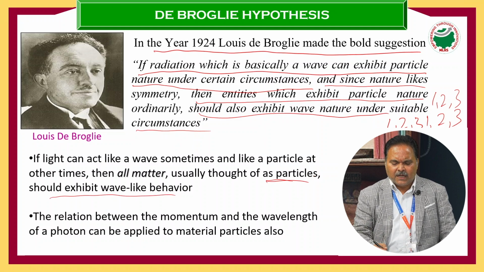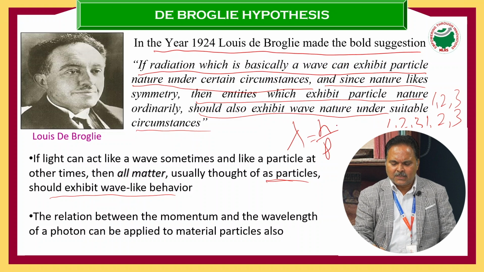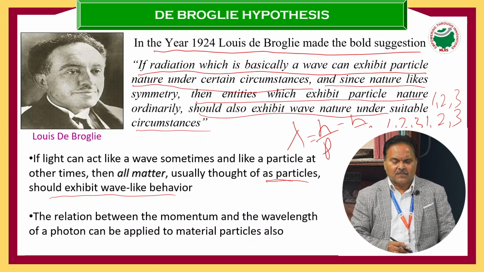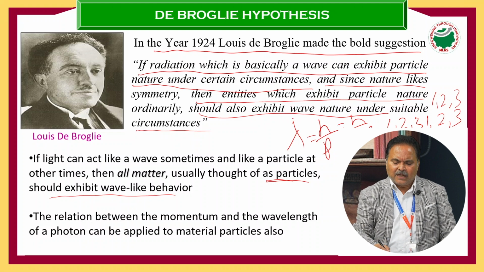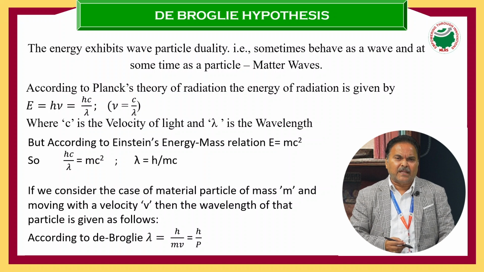He gave a mathematical equation: lambda is equal to h by p, where p is the momentum. Momentum is nothing but mv, so lambda is equal to h by mv. Here m is the mass of the particle, v is the velocity, and h is Planck's constant. Lambda is the wavelength, which is related to wave nature, whereas mass and velocity are related to particle nature, as we studied earlier. Now, how can we derive that equation?